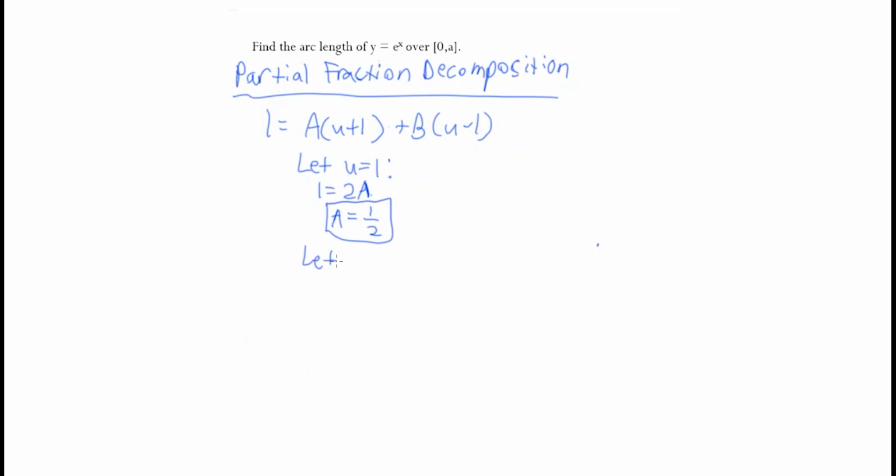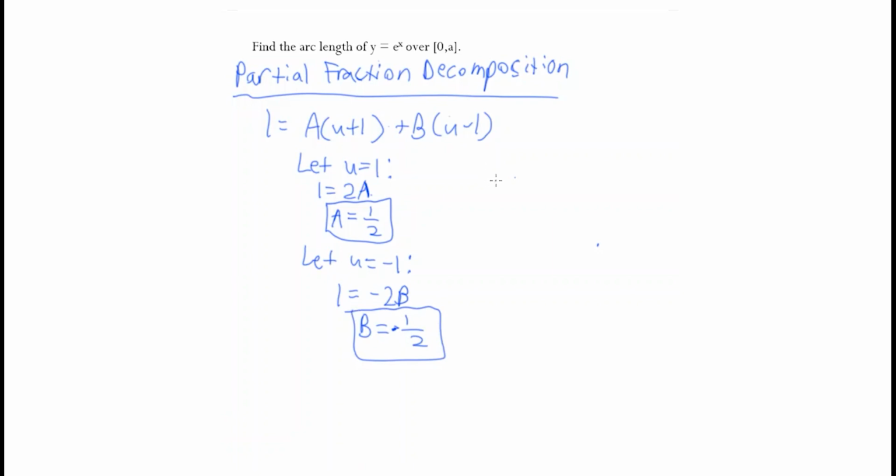Now we set u equal to some number that will cancel out the variable A and leave only B. So let u equal negative 1. That'll cancel out A but leave B alone. So 1 is equal to negative 2B, plugging in negative 1 for u. And so B is equal to negative 1/2 after I divide both sides by negative 2.